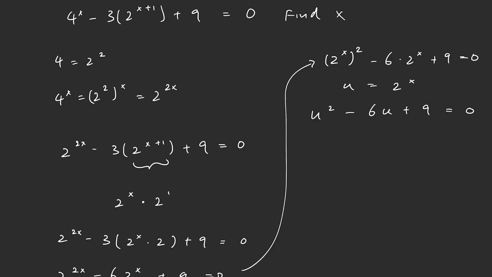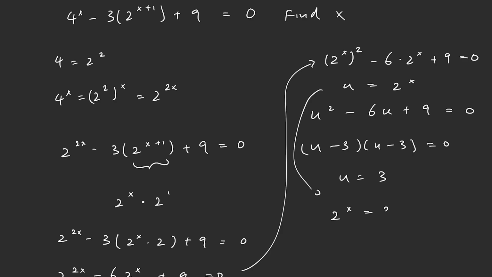So here we can just factorize. We have u plus 3 and u minus 3 equals 0. So u is equal to 3. And recall that u is 2 to the x, so 2 to the x is equal to 3.